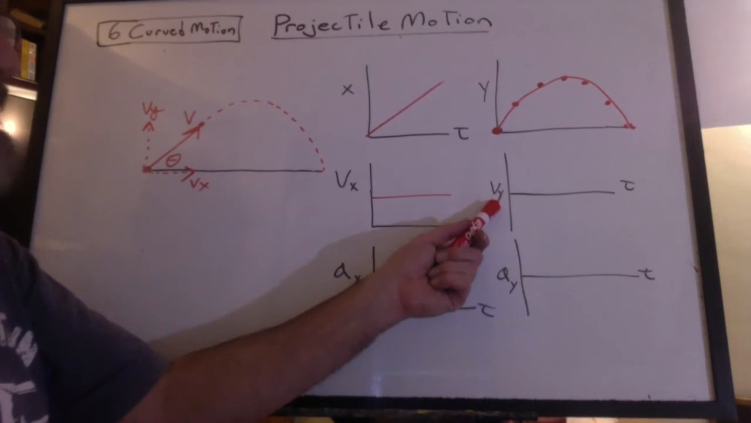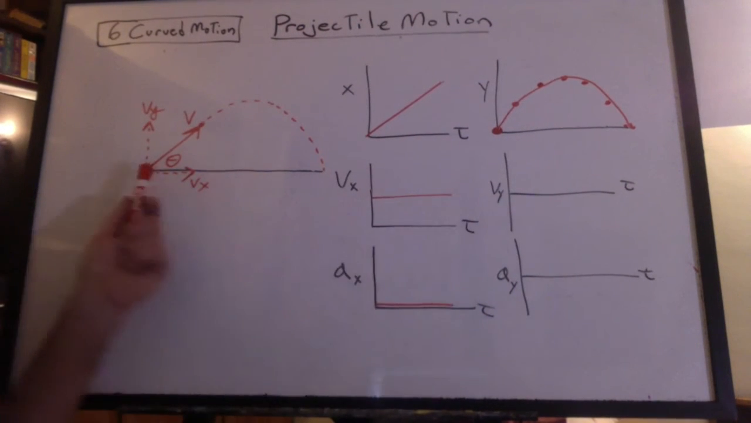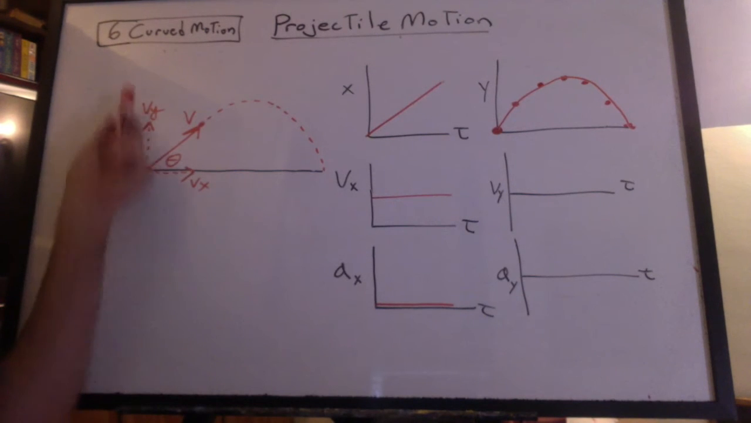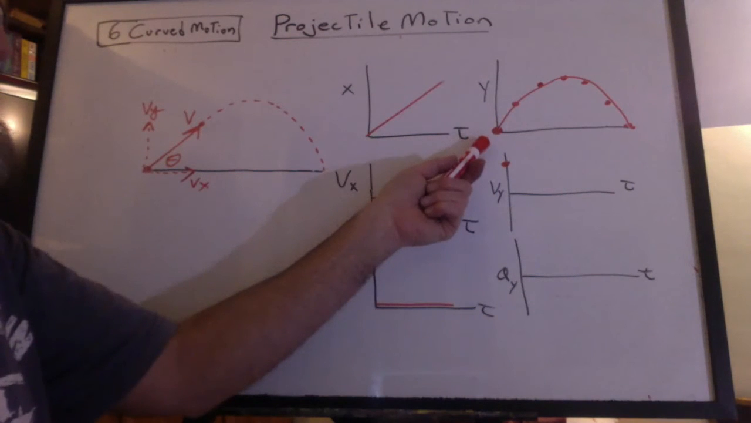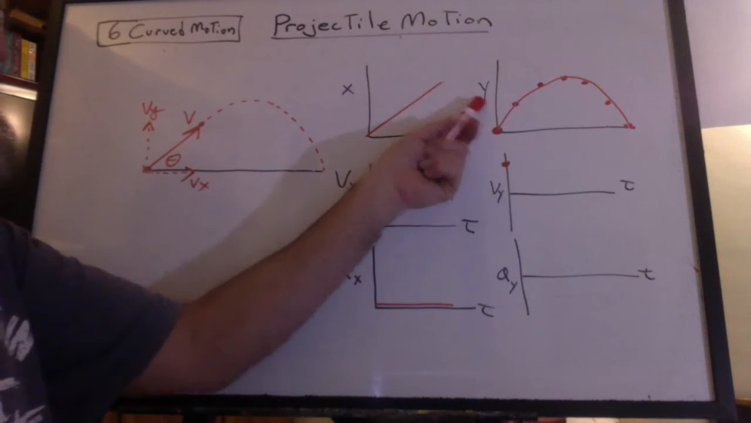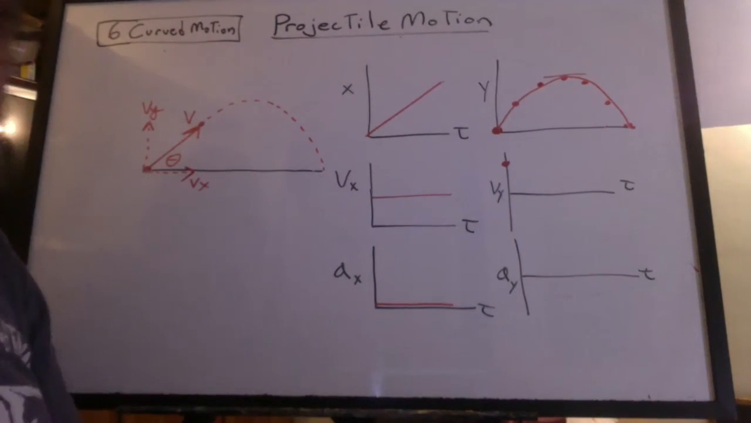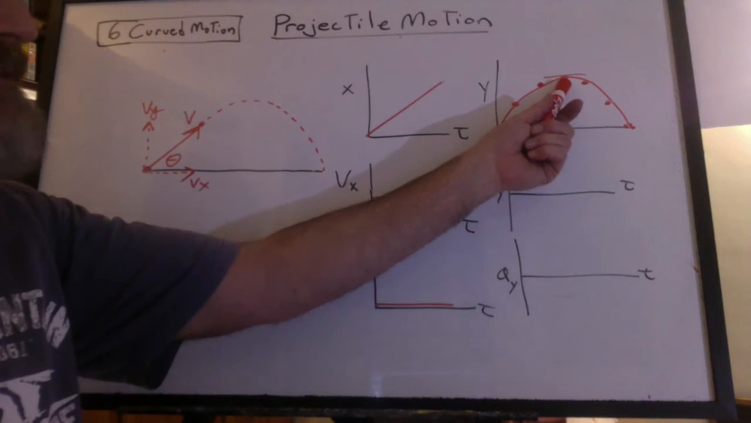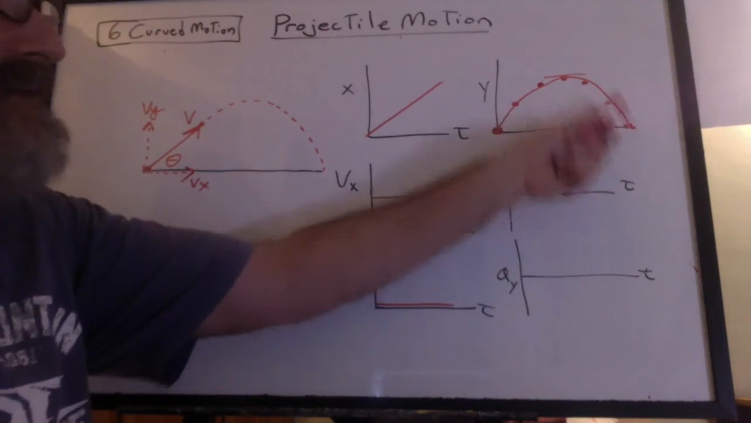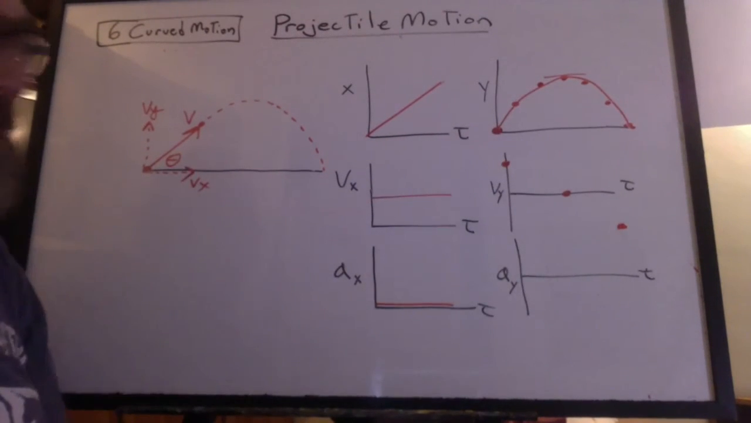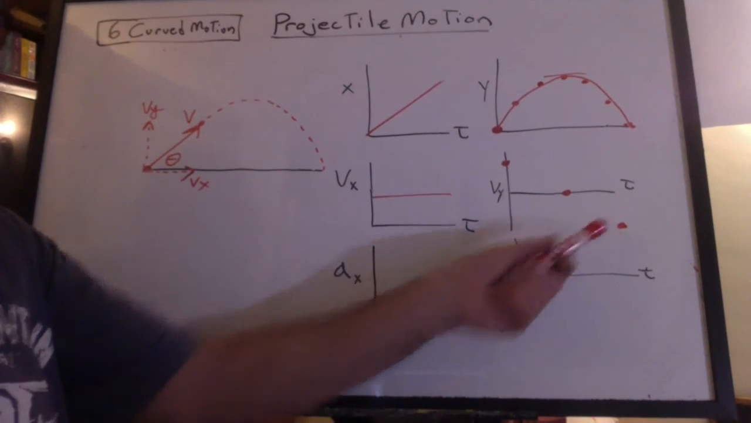Now, what about the initial velocity in the y direction? We have a vertical component. That's positive. We put the first point here. That agrees with the positive initial slope in the position versus time graph. At some point, we reach zero velocity. And then when we come down to the ground, we have a steep negative slope, giving us a negative velocity.